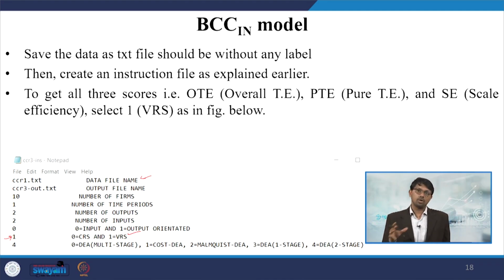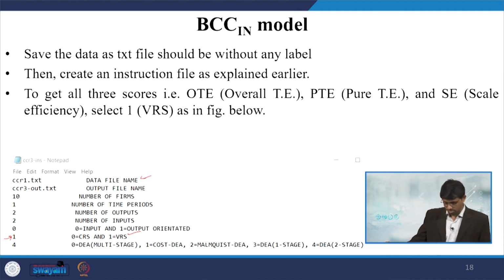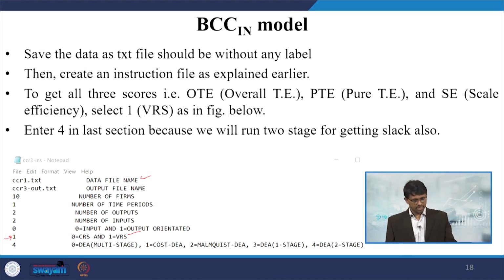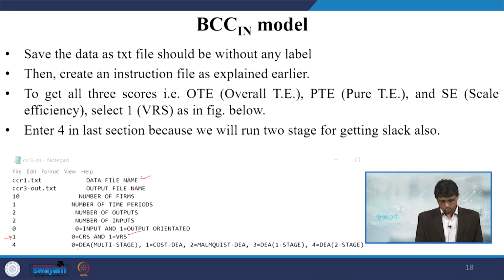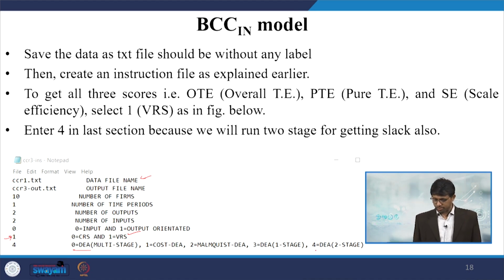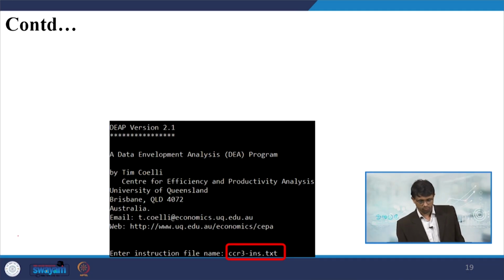And what is this BCC? As I already told you, it is based on the variable returns to scale assumption. Hence, there are differences from pure efficiency as against the overall efficiency and scale efficiency. Another interesting aspect is that we used to get 0 for the multi-stage simple DEA result, but in this case, since we are using the VRS model, we need a 2-stage explanation. Hence, we have taken 4 as the code, and the rest are the same, and accordingly you can follow.